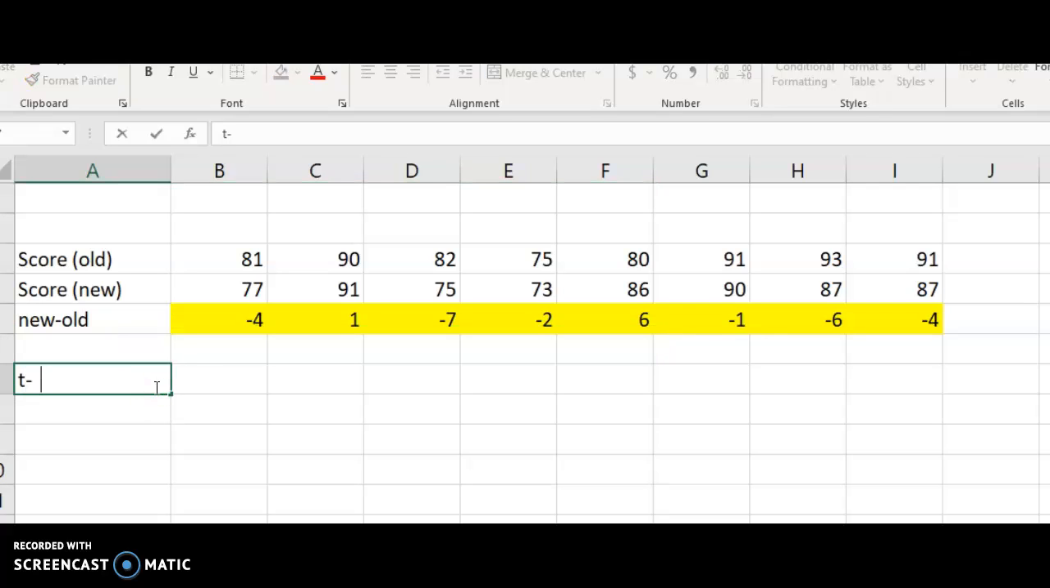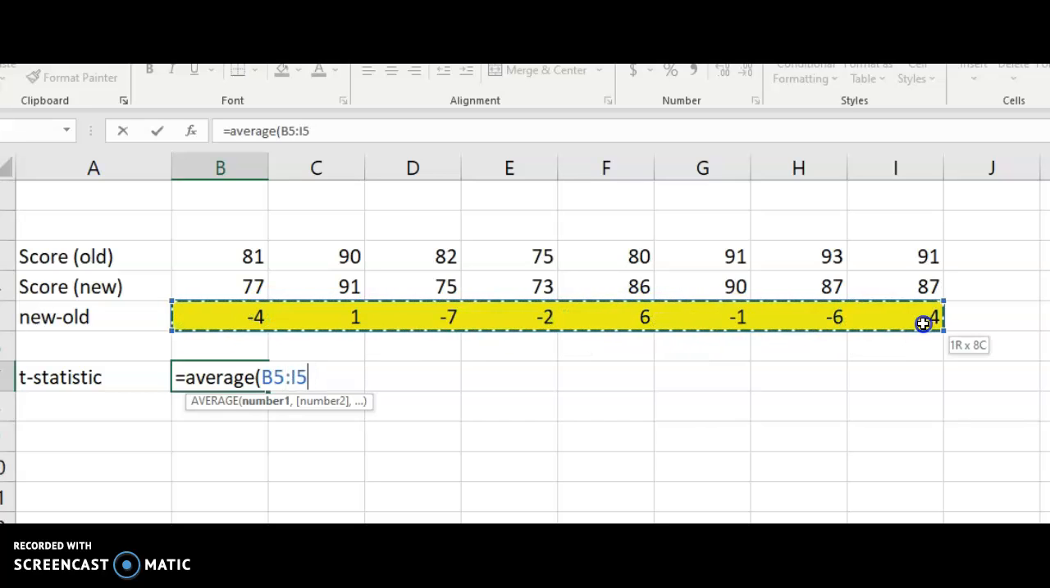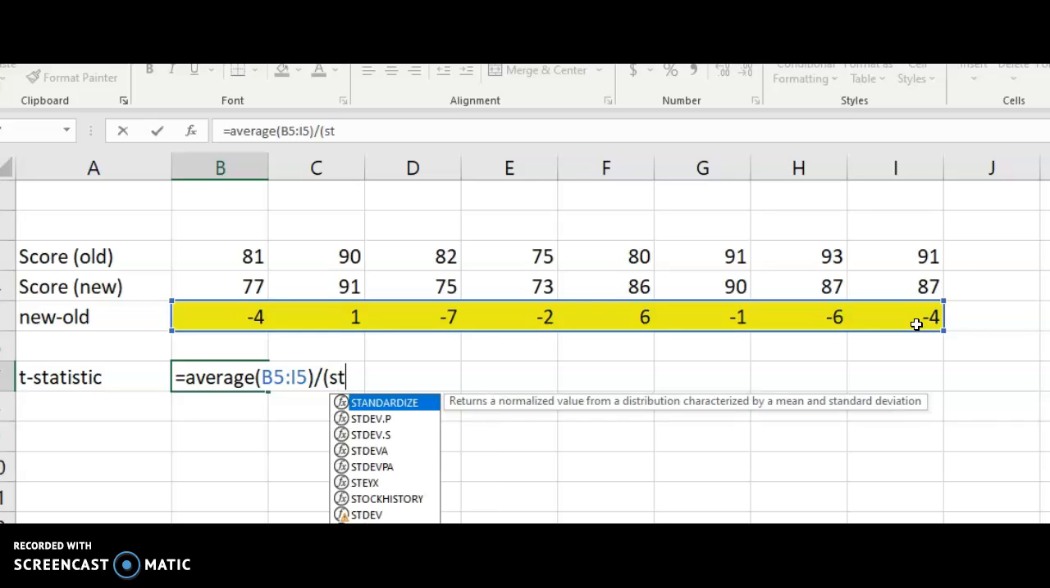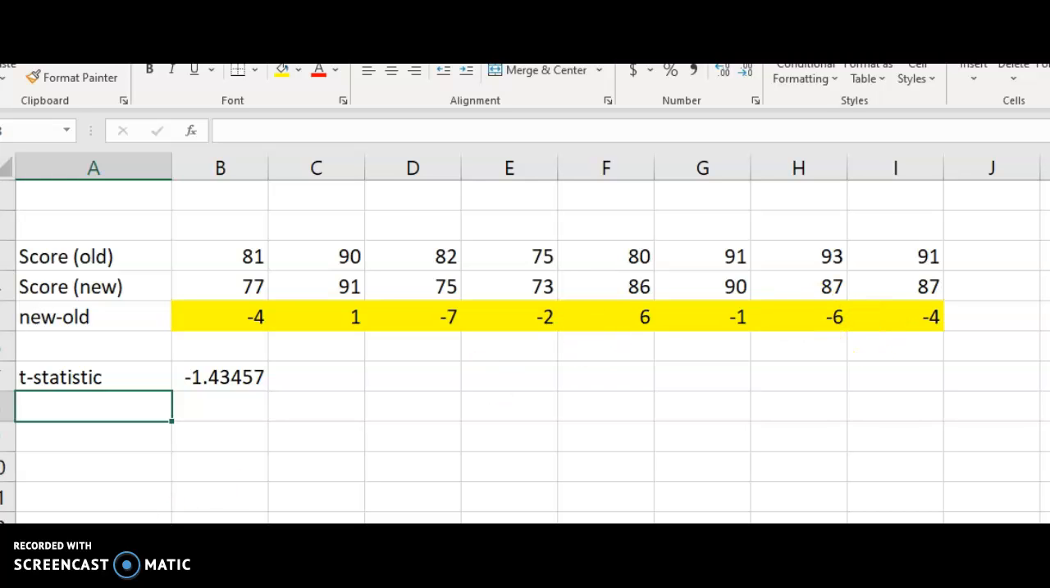The first thing we want to do here is our t-statistic. The formula here is the average of our difference scores divided by, and then I'm going to put parentheses here, the sample standard deviation of those scores, divided by the square root of n. N would just be the number of scores, so in this case that is... I'll close that out, and that gives me my t-statistic.